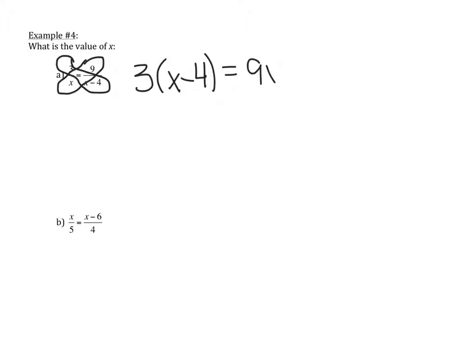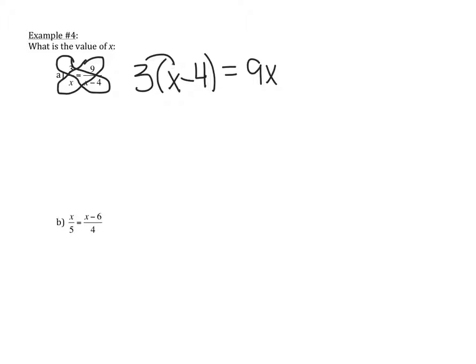So again, we're still going to cross multiply, so I'm going to take the 3 times the x minus 4, but this time I have to take 3 times the x and 3 times the minus 4. I'm also going to take 9 times x to complete the cross multiplication. So I got to take 3 times that whole x minus 4. So I'm going to put the x minus 4 in parentheses, and I know that I'm going to have to distribute that 3 through. And then 9 times x is 9x.